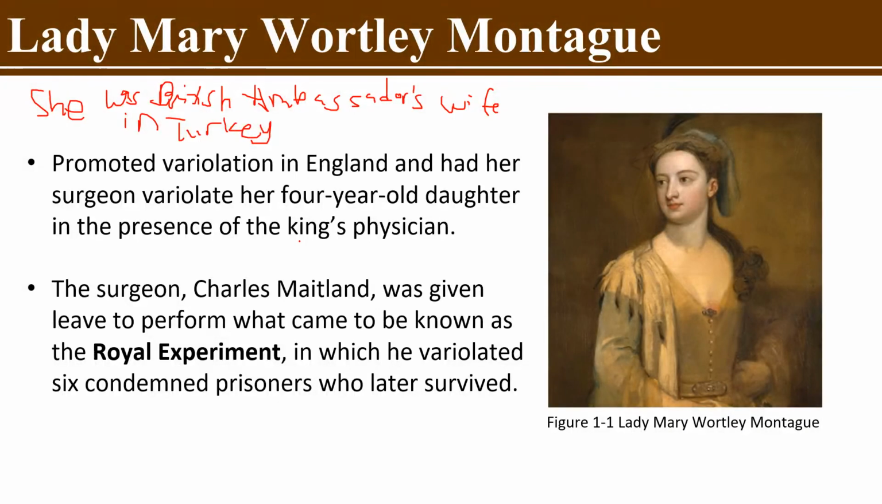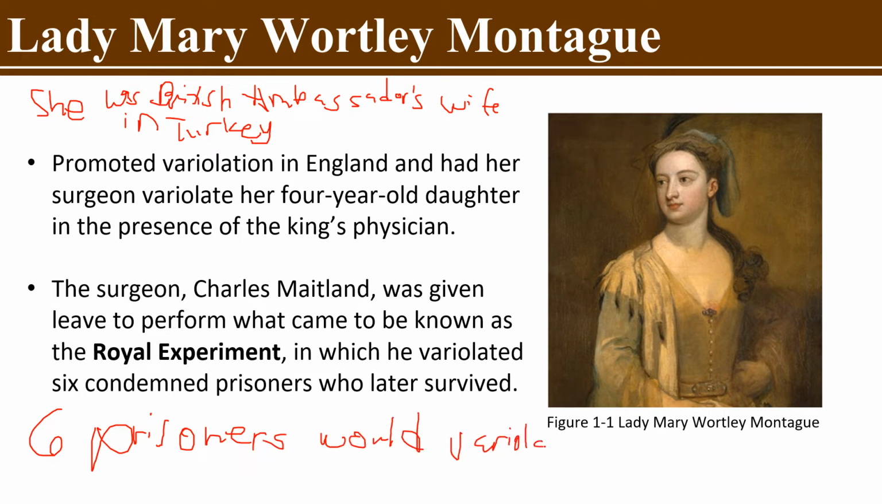Now, due to that class, the king's physician was amazed. And that led to the surgeon Charles Maitland to perform what came to be known as the royal experiment. Now, this royal experiment class would usually involve 6 prisoners. Now, these 6 prisoners class would be variolated. They would be introduced to smallpox. And fortunately, these prisoners would later survive. And that started class, the introduction of your variolation in England.